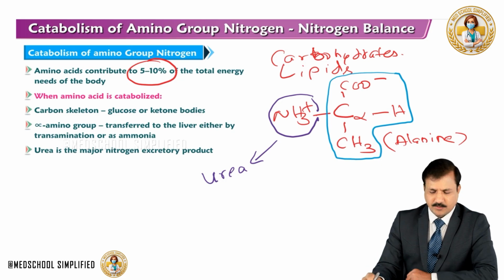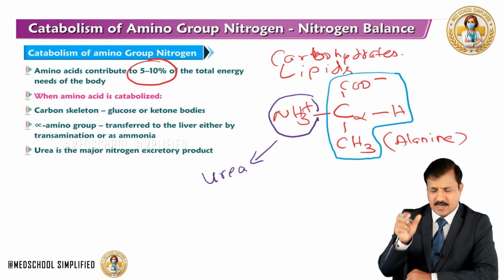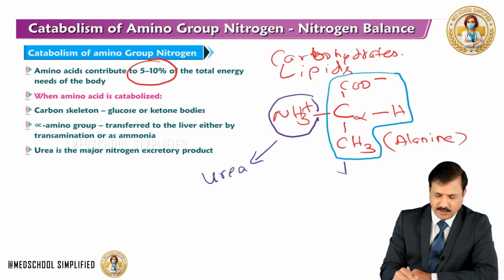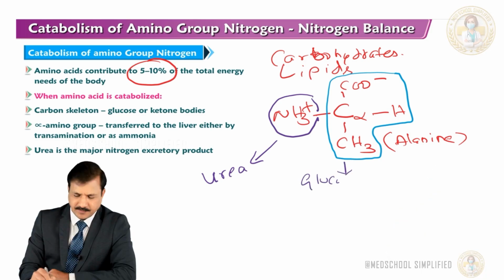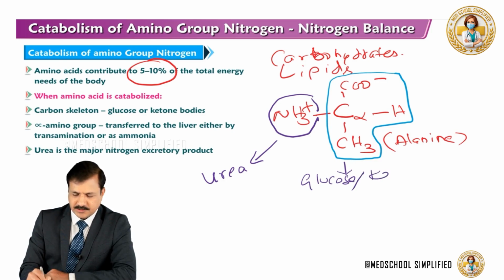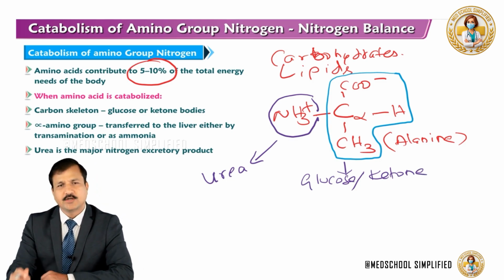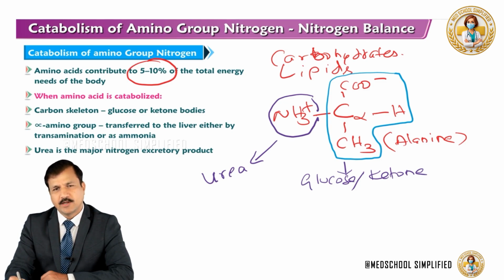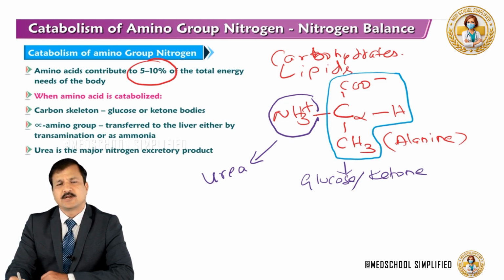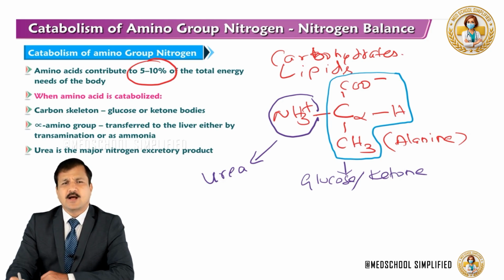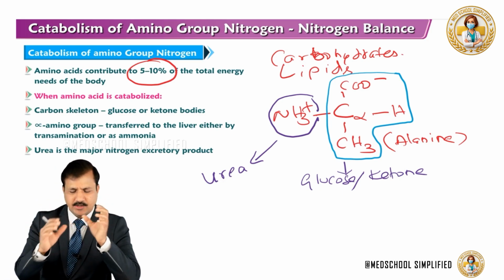So that's about the alpha amino group going into urea formation, whereas the carbon skeleton, which I have boxed with the blue color, will go into glucose formation in gluconeogenesis, or it will go into ketone formation. So these are two fates of the carbon skeleton. Either it will go into glucose formation or it will go into ketone body formation or both. There are some amino acids which will make both glucose and ketone bodies. So this is what happens to an entire amino acid.